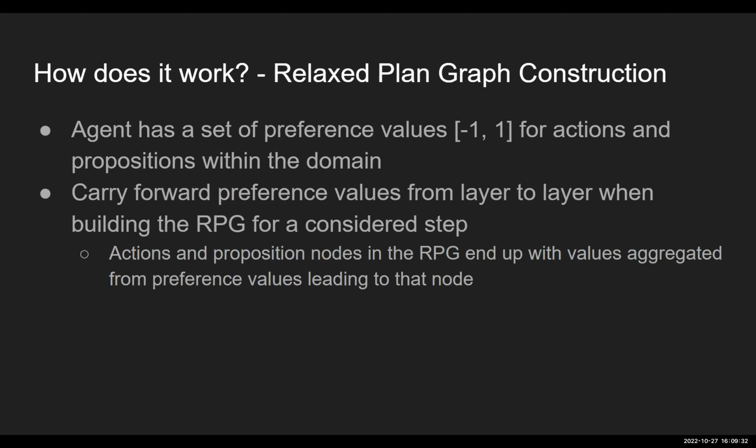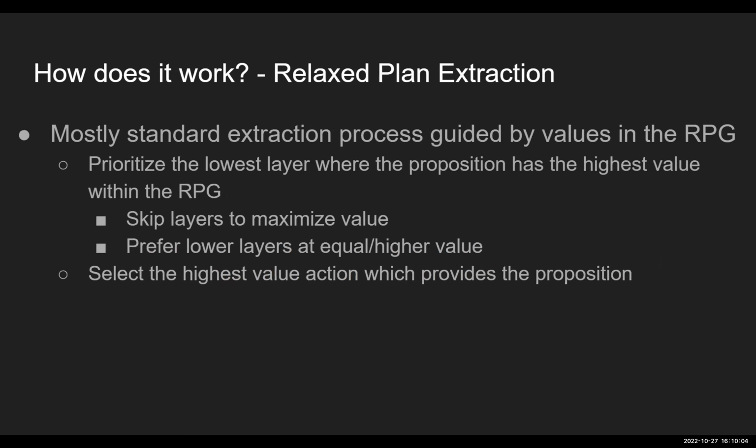So let me talk really quick about RPGPref then. Basically, we assume that the agent has a set of preference values. In this case, they're values from -1 to 1, most avoid to most prefer, for all actions and propositions that are relevant to them within the domain. This doesn't have to be a complete set. Anything that isn't in the set has a value of 0, which is neutral. We carry forward preference values from layer to layer when we're building the relaxed plan graph. And then basically every node in the relaxed plan graph ends up with a value associated with it that kind of tells you the things that led up to that part of the relaxed plan graph.